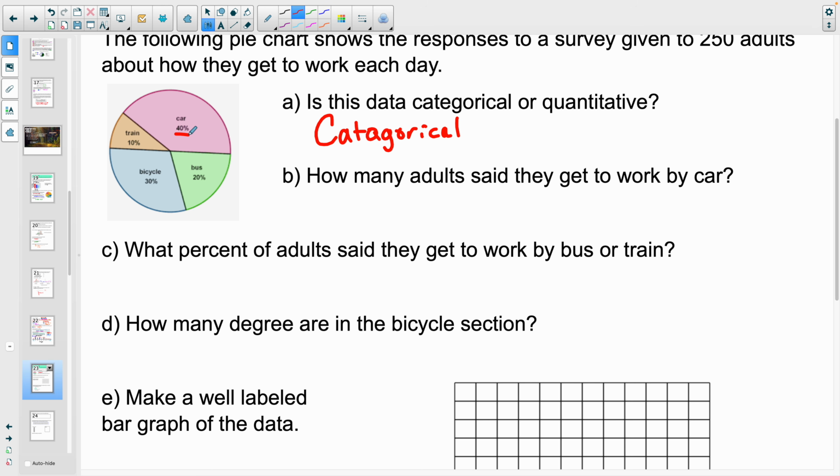All right, but they're not asking for the percentage, they're asking how many. So what we have to do is take 40% of the amount of adults surveyed, which they told us was 250. So that looks like 0.4, because that's 40 as a decimal, times the 250 adults that we have. And 0.4 times 250 will give you 100 adults.